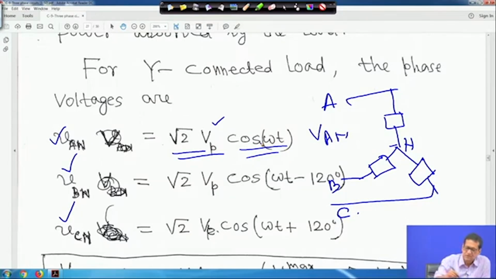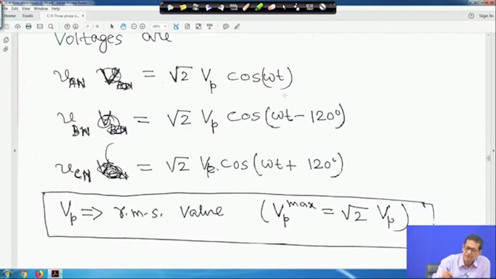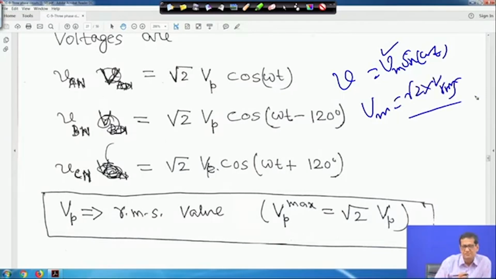So now let me clear it. In this case, we have already seen that for a single phase AC circuit V is equal to Vm sine omega t. Vm is the peak value, and Vm is equal to root 2 times the RMS value of V, which we have seen for the single phase AC circuit.